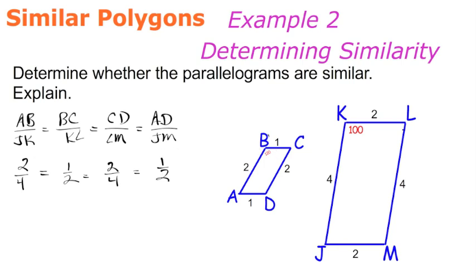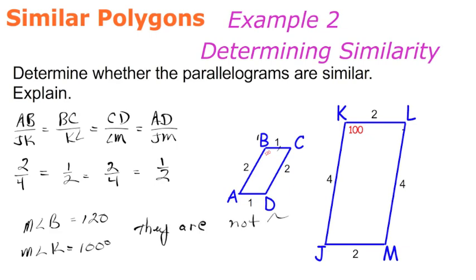The sides are proportional. Now, if we take a look at angle B corresponding to angle K, corresponding angles should be congruent, and since the measure of angle B is equal to 120 and the measure of angle K is equal to 100, these two quadrilaterals, or what appear to be parallelograms, are not similar. That's the symbol for similar. They are not similar, and that would be because corresponding angles are not congruent. So there we determined whether they are similar, they are not, and we explained that. So there's example 2, determining similarity.